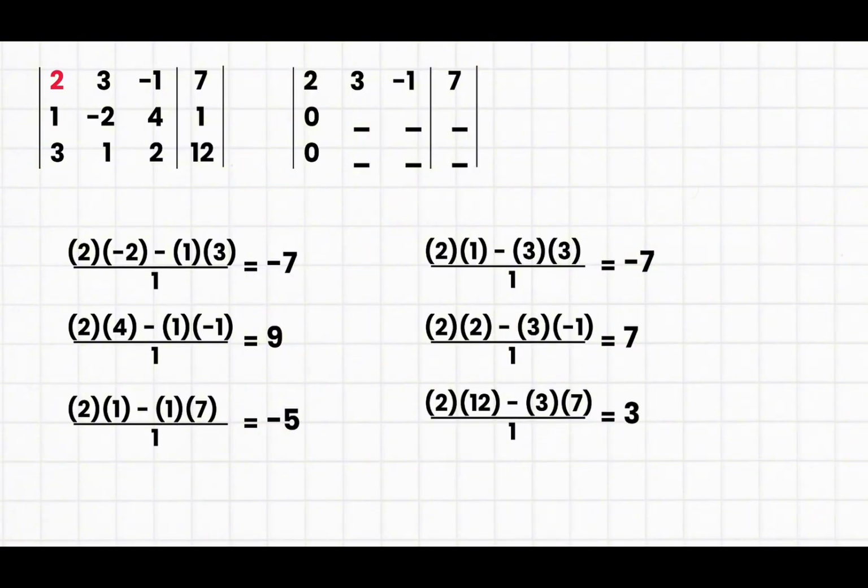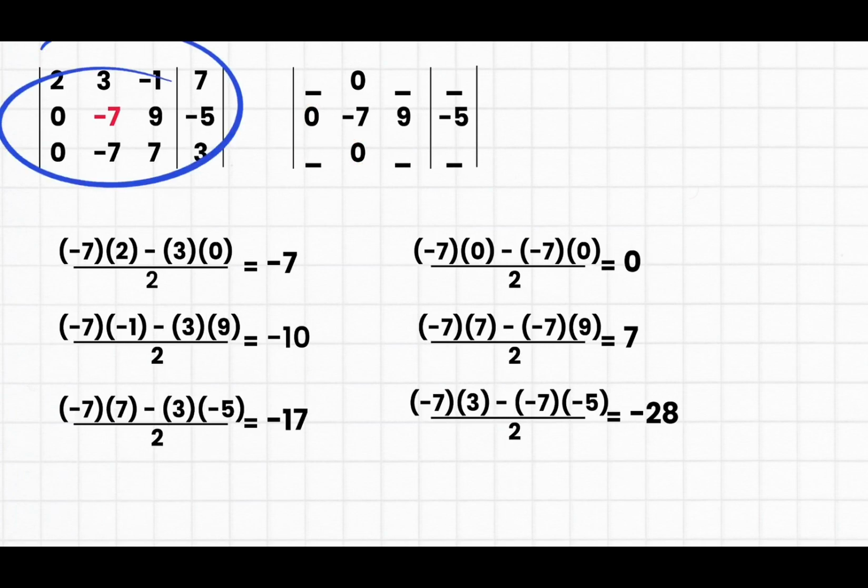We begin the iterations. Row 1 stays the same because it contains the pivot. The other rows are transformed by multiplying the current pivot times the element to transform, minus the corresponding cross product, all divided by the previous pivot. For example, to find this minus 7, we multiply 2 times minus 2 minus 1 times 3, divided by 1. We repeat this process for all elements, obtaining zeros below the main pivot.